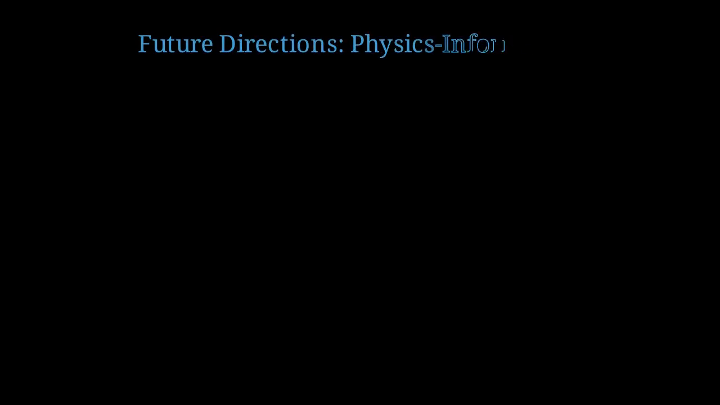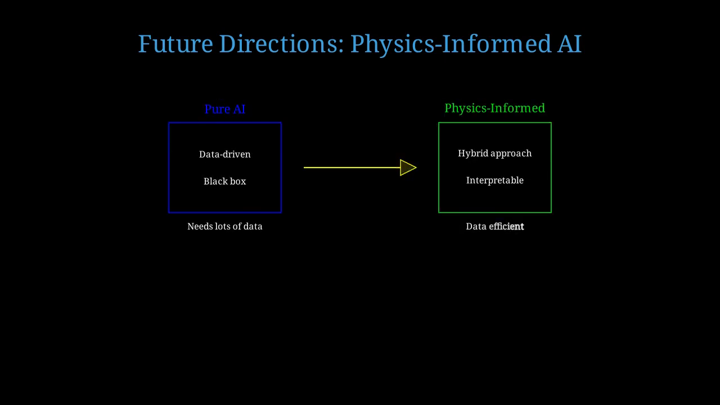Looking to the future, one exciting direction is physics-informed neural networks, which combine AI with physical laws and equations. Instead of learning purely from data, physics-informed neural networks incorporate known physical laws, like the Navier-Stokes equations for fluid flow. This makes them more data efficient and interpretable. For incompressible flow, the continuity equation states that the divergence of velocity equals 0. AI must respect this constraint.